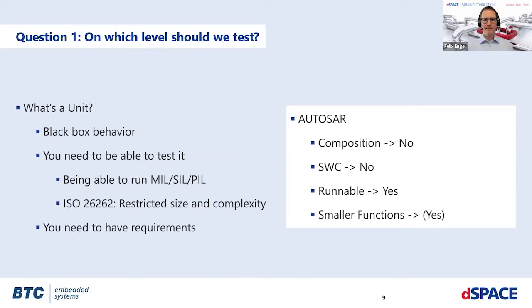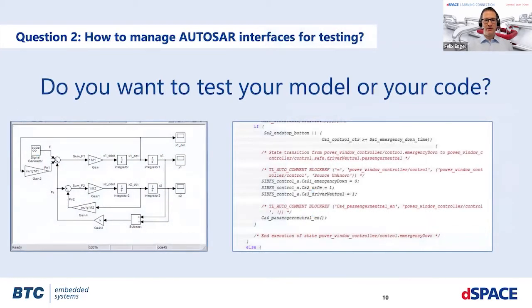Yeah. And I think that already brings us to the second question, right? It does, definitely. And then that would be, what would I want actually to test? Is it the model? Is it the code? Yeah, I think it should be both, right? Before we talk about how to talk to the AUTOSAR interfaces, we have to talk about where do we want to talk with them. Do we want to do it on the model and the code level?